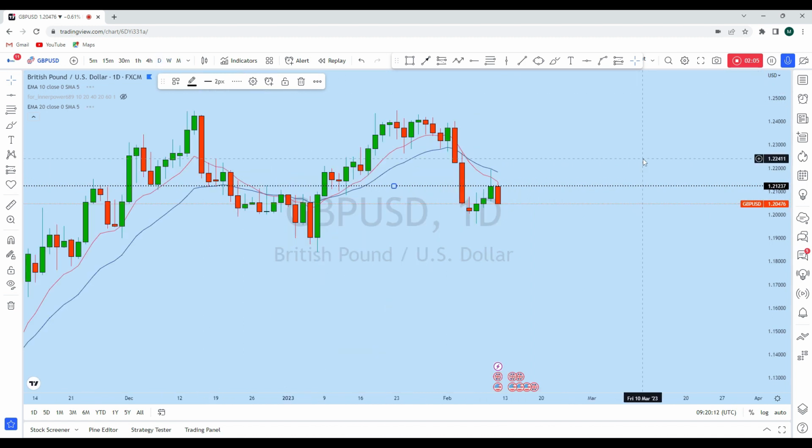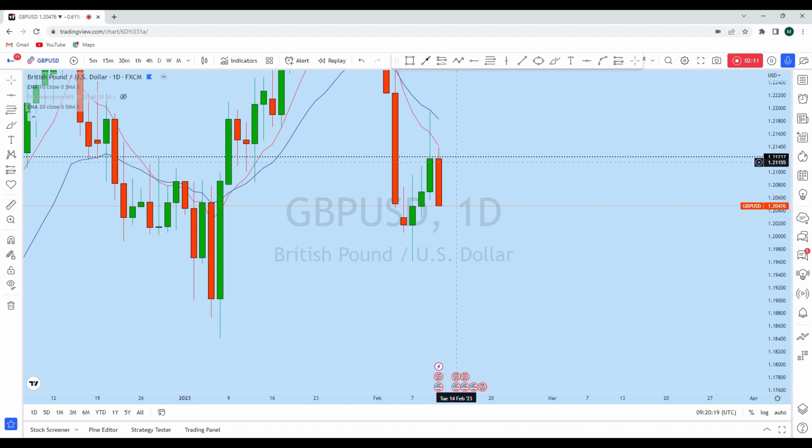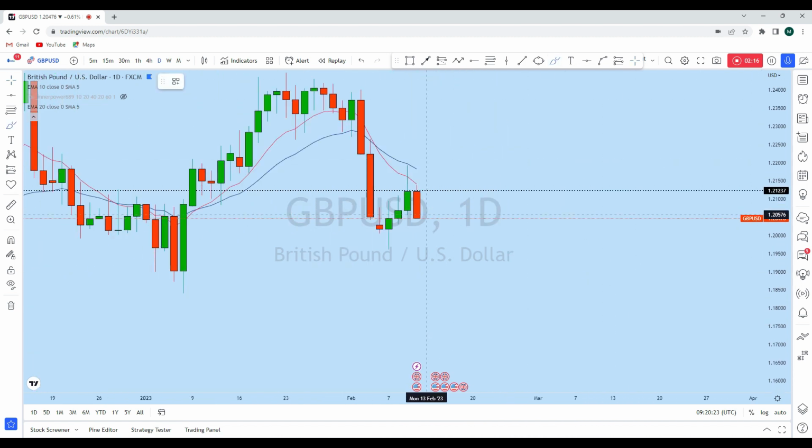If we look at the daily perspective, we see the same level is exactly aligning with the daily resistance zone where there is a daily opening and closing. I think GBPUSD will highly likely go ahead and test this zone as a resistance, and then we might see a drop.